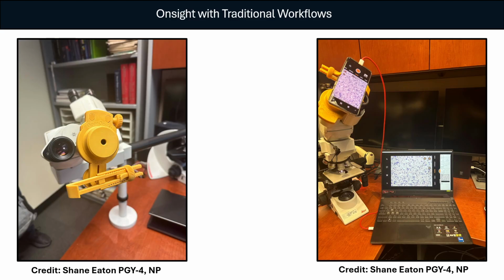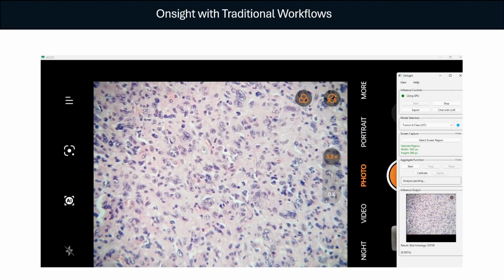Here is an example from one of our early adopters. Simply place the adapter mount on the microscope eyepiece. Place your phone's camera on top of the mount and connect it to the computer. This will allow OnSight to analyze the slide, which makes OnSight compatible with traditional workflows. So here is an example of how the traditional workflow with a phone camera mount would look. We can see on the right-hand side that the tissue is being correctly labeled as a glioma by OnSight.